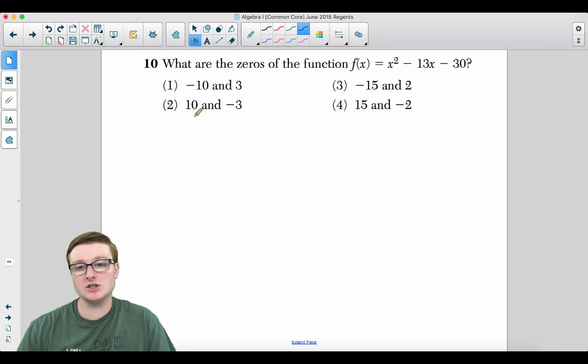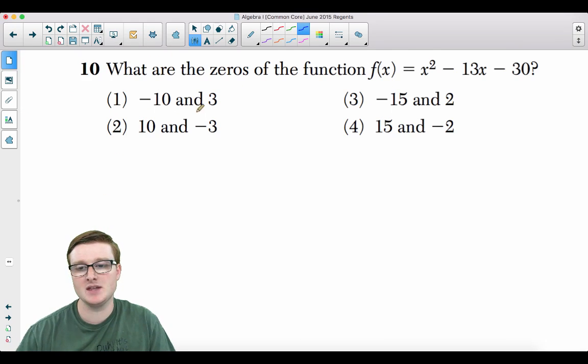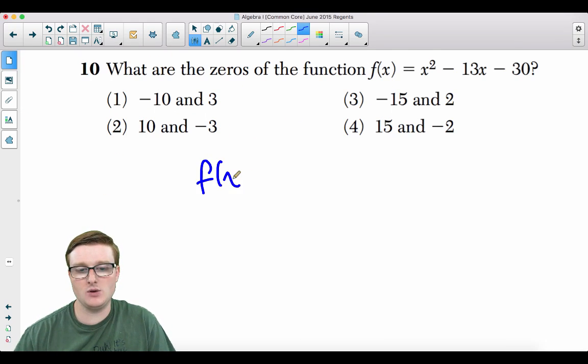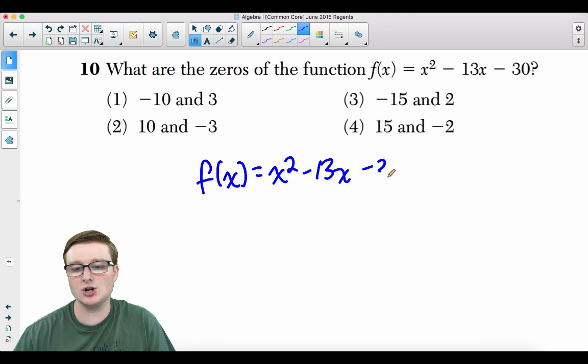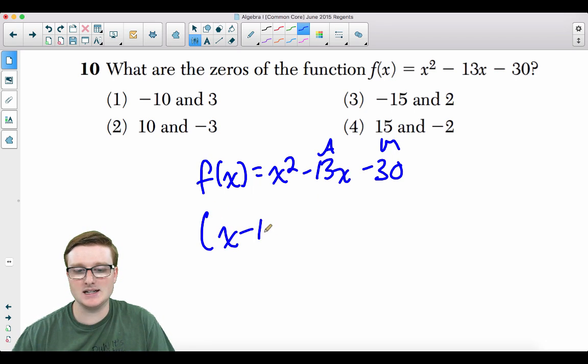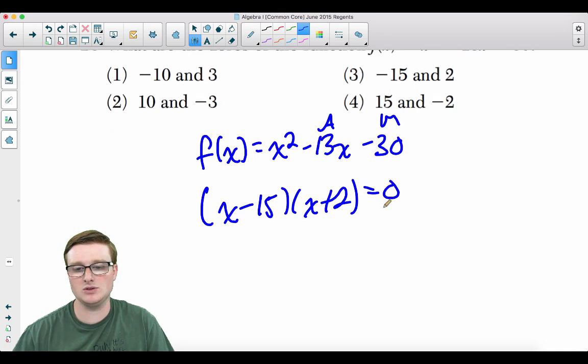Number 10, what are the zeros of the function f of x equals x squared minus 13x minus 30? So you're just going to figure out, well, if you have f of x is equal to x squared minus 13x minus 30, what adds to negative 13 and multiplies to give you negative 30? That is going to be x minus 15, x plus 2. Set that equal to 0.